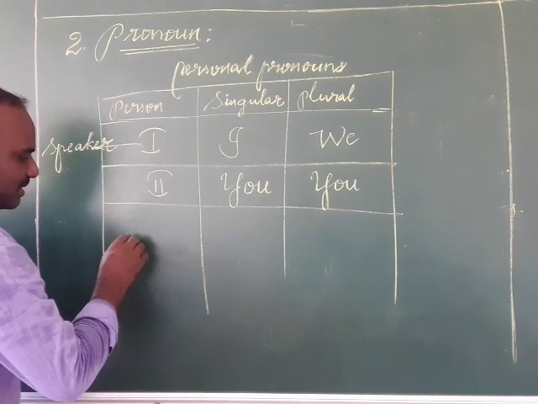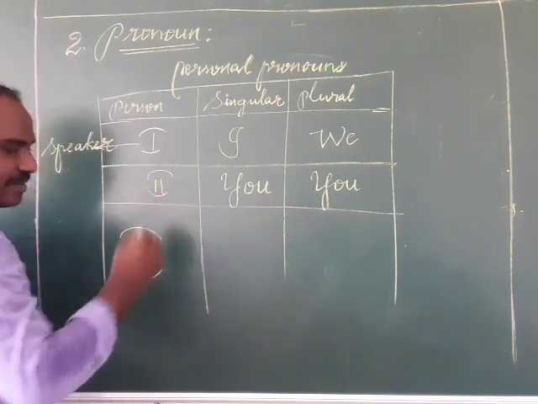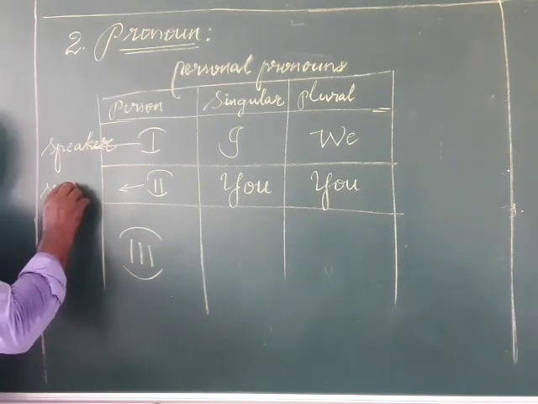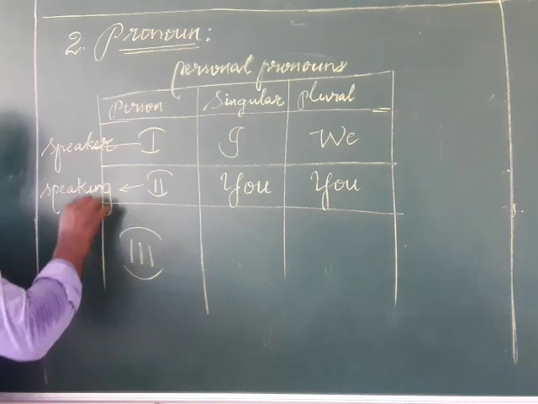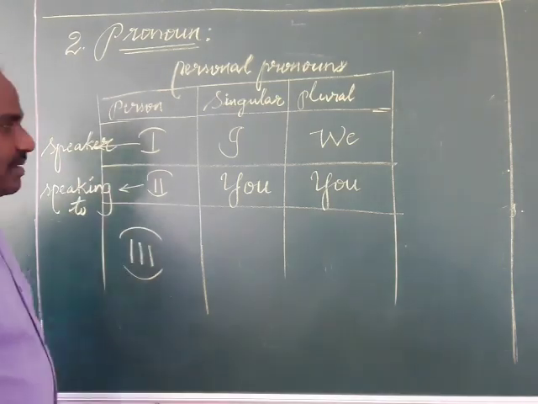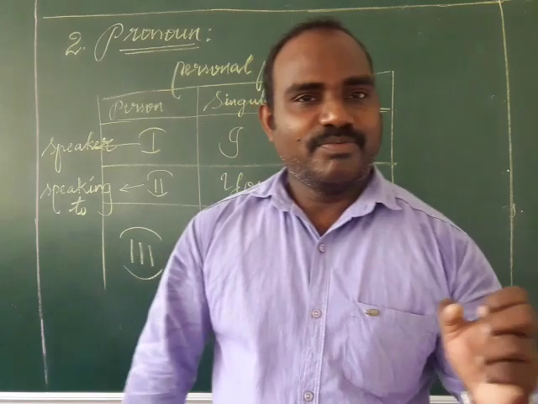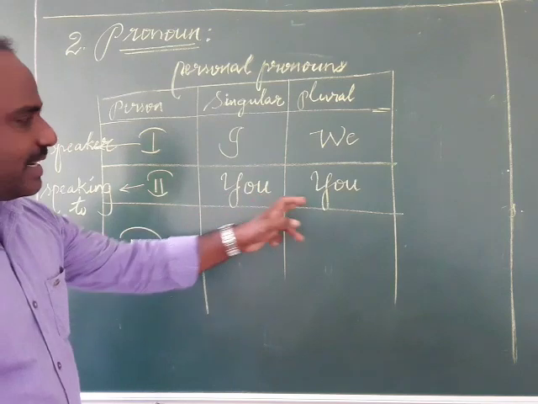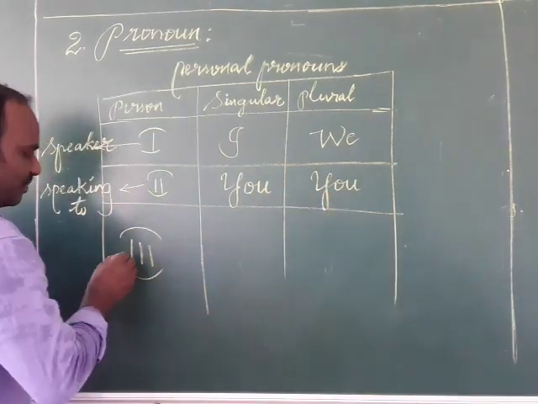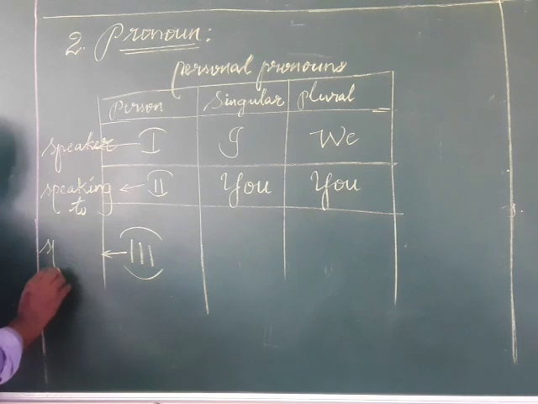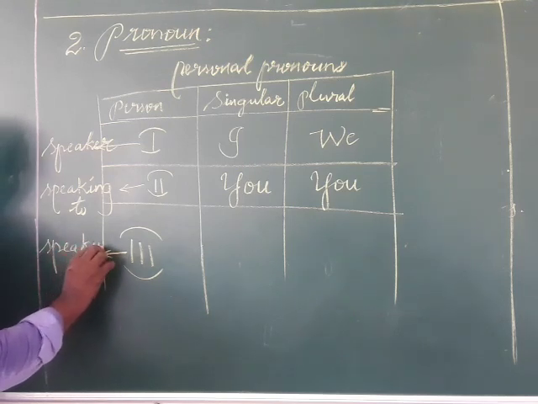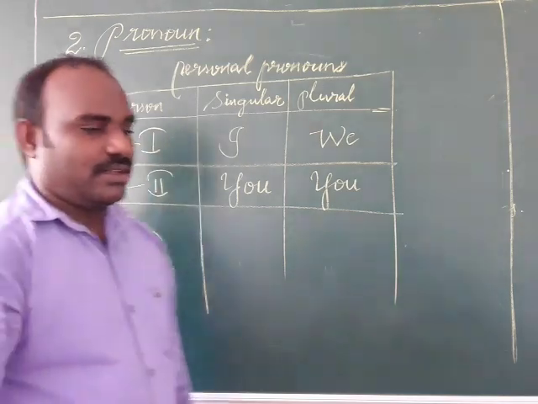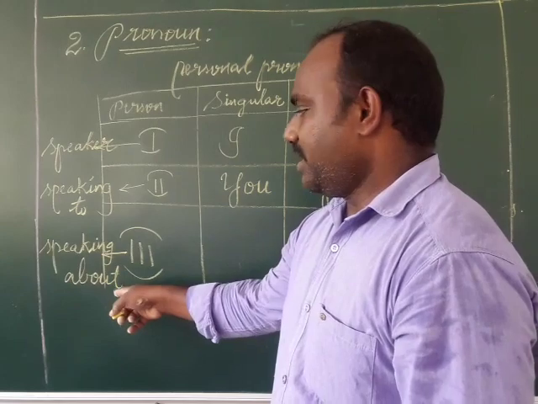And now the third person. See, what is second person? Speaking to. See, the person with whom we are speaking to is called second person. That is you singular and you plural as well. Now third person. What is third person means here? Speaking about. Third person means speaking about.